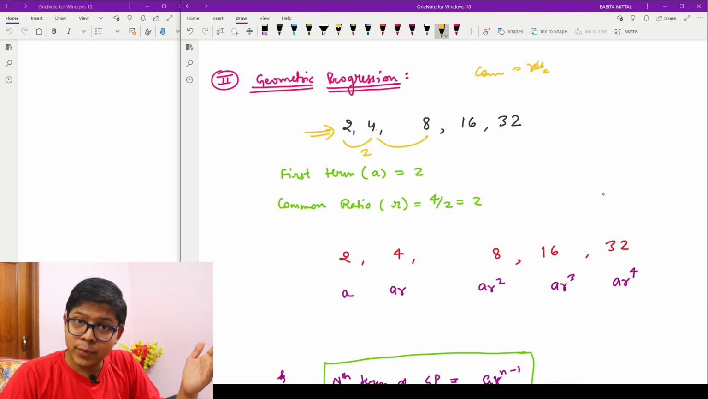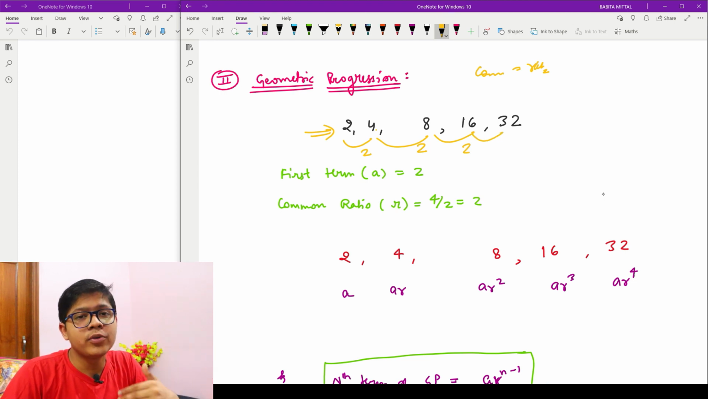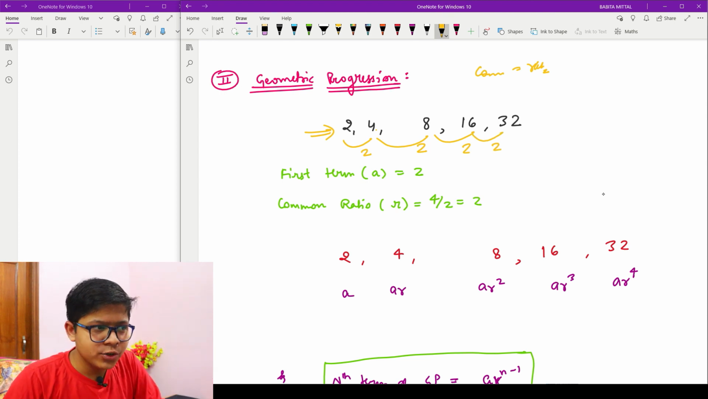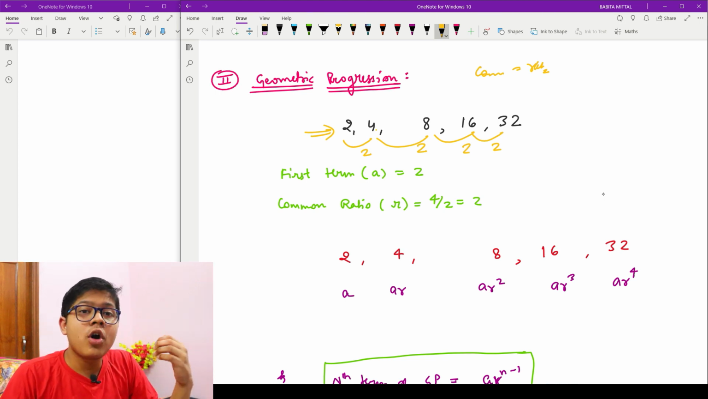For this, it is 8 upon 4, which is 2. For right here, we have 16 upon 8, which is 2. For right here, we have 32 upon 16, which is 2. So same as in the above, we have seen that we have first term and common difference.